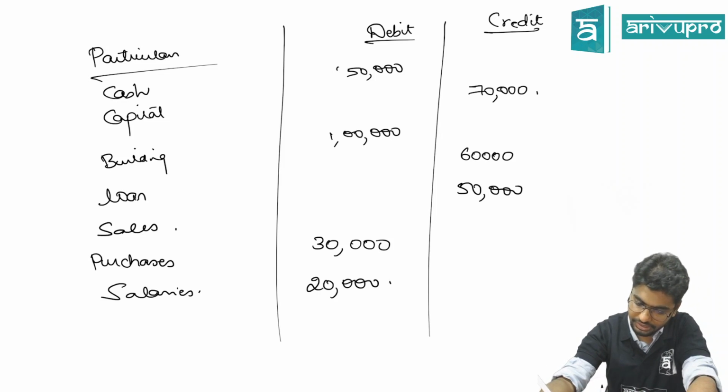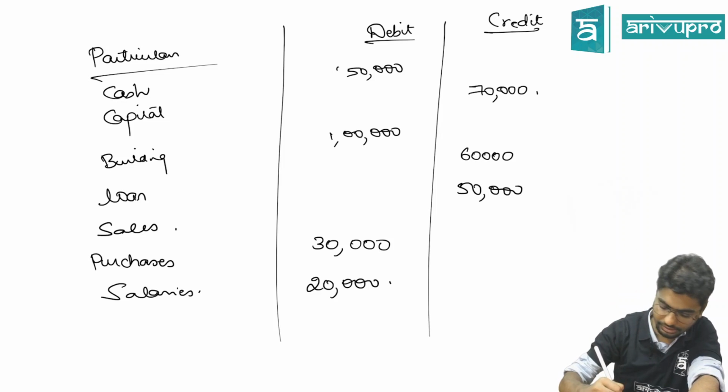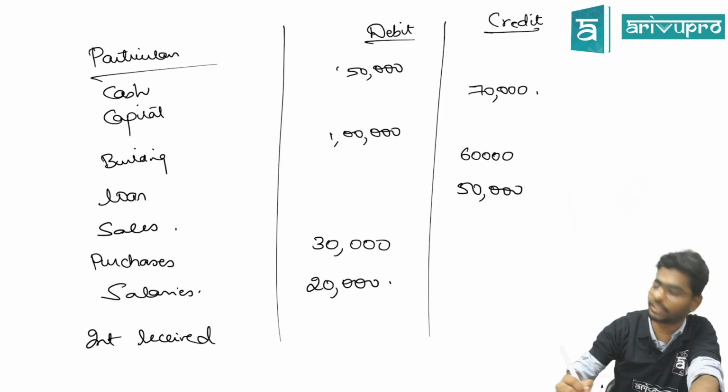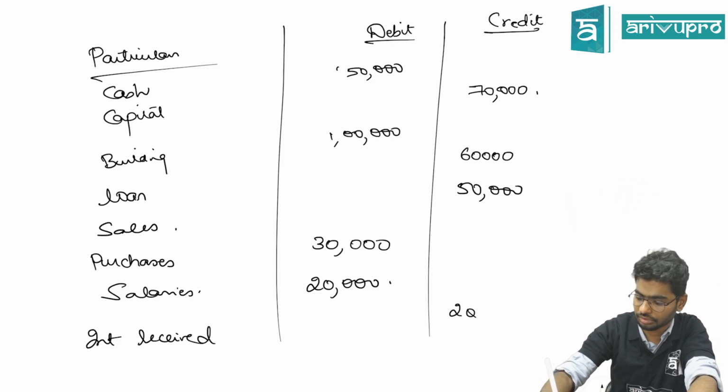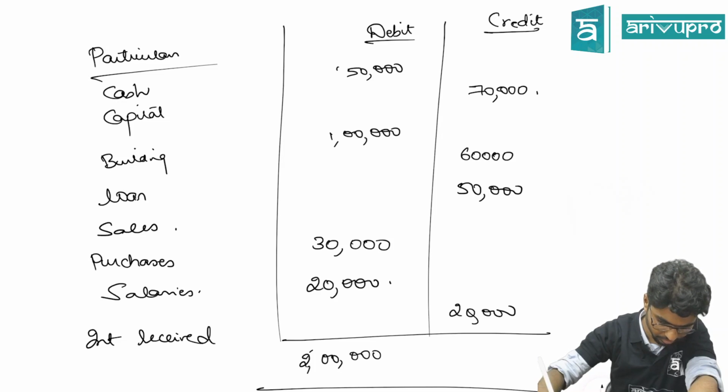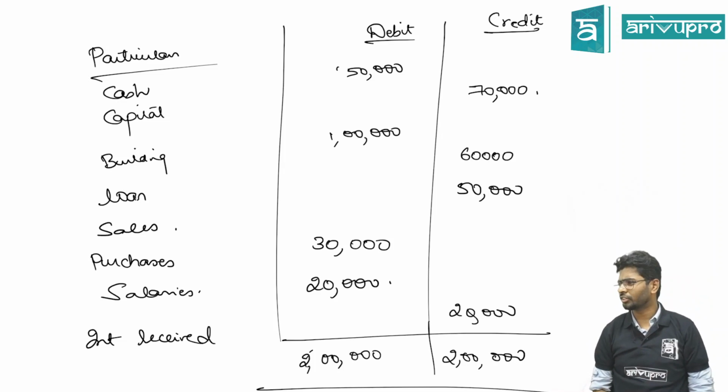70, 130. How much is the difference? 130, 180, 150, 220 more thousand, no? Let's say interest received. So is my trial balance tallying? How much? This is the typical format of a trial balance.